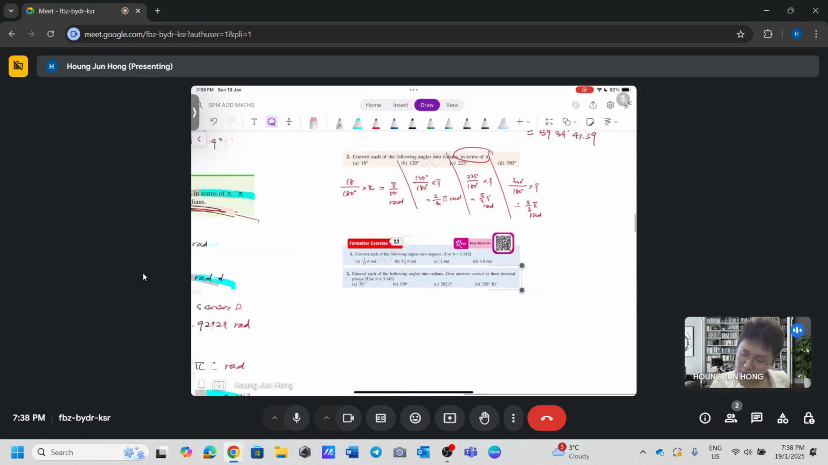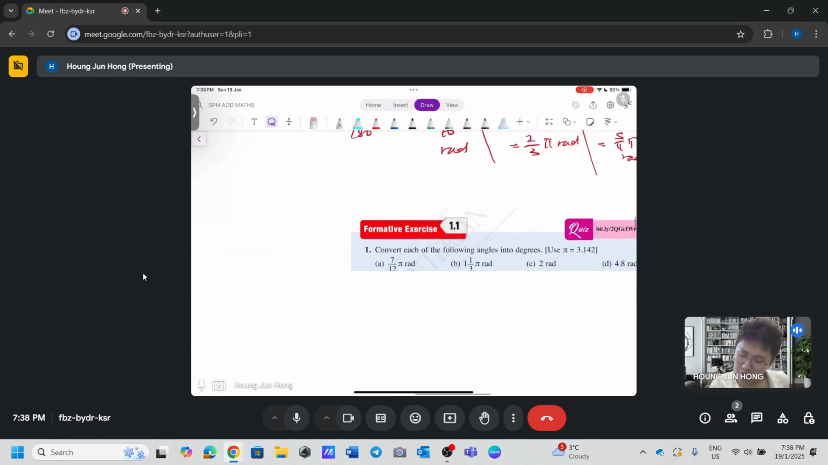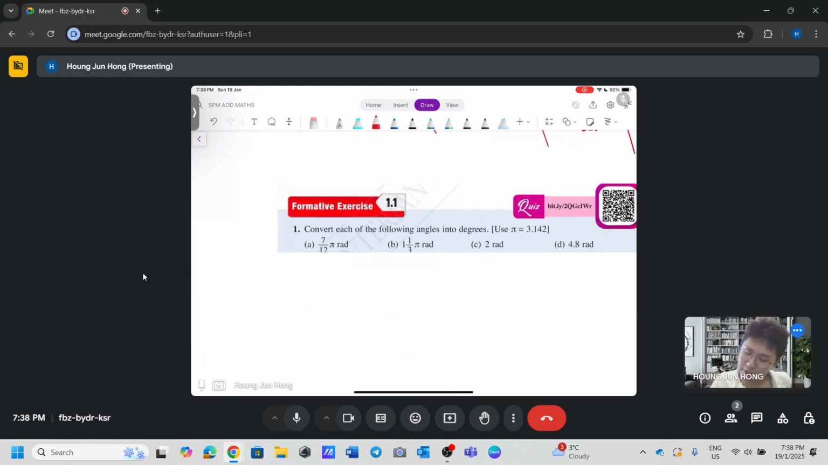Okay, again, should be quite simple. Basically just conversion, a lot of conversion here and there. So this one, you are having into degree. So again, divide by pi, multiply by this. 105 degree. Next one, 1 and 1 over 3 over pi times 180, again, just do your math. Okay, should be quite fast.